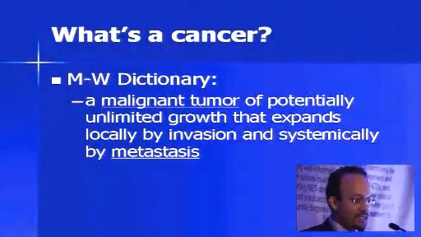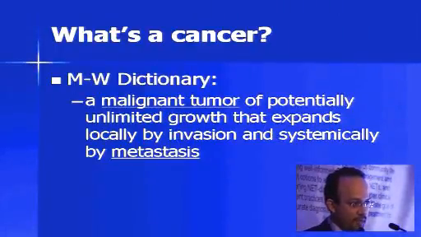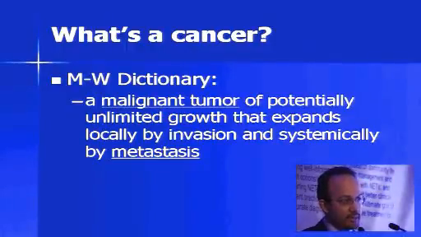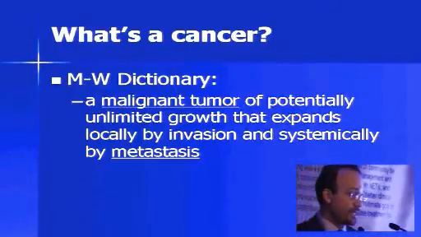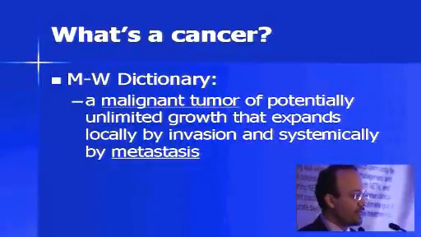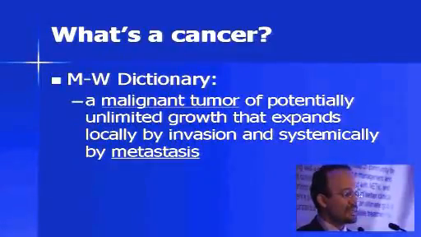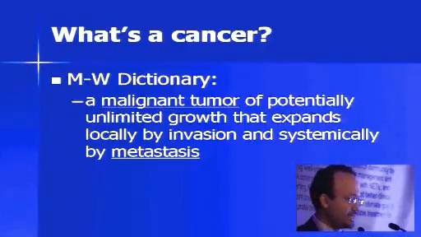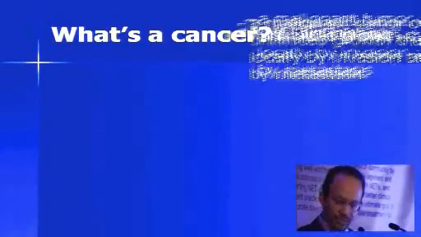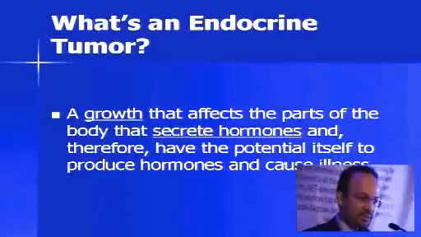So what's cancer then? Again, the Merriam-Webster dictionary defines cancer as a malignant tumor of potentially unlimited growth that expands locally by invasion or by displacing structures around, and can also expand systemically, meaning to other places in the body through metastasis, which is basically using the bloodstream and lymphatic circulation to go to places distant from the original tumors. As I say, this is very basic. Probably most of you are clear about that, but I think it's important that we are on the same page, and this will help you for the rest of these sessions.